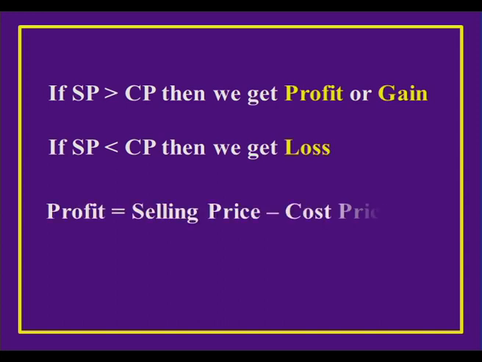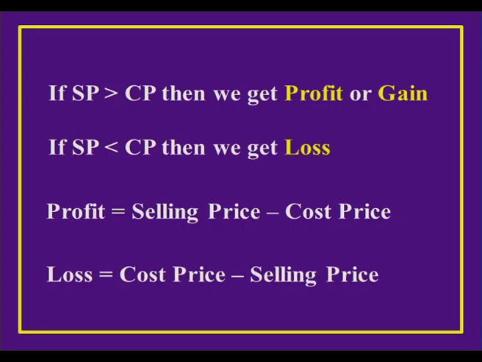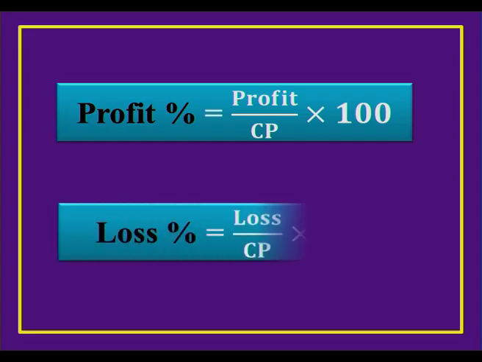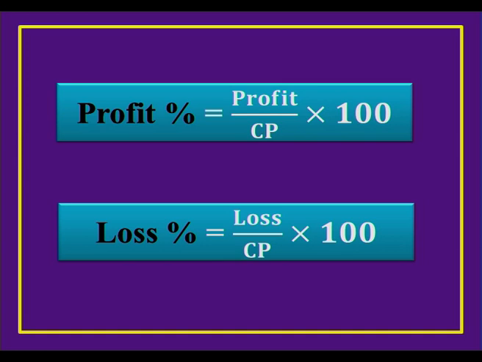And the formula to find profit is selling price minus the cost price. Then what is the formula to find the loss? That is right, that is cost price minus the selling price. Not only this, we have a formula to find the profit percentage which is given by profit by CP into 100, whereas loss percentage is given by loss by CP into 100. Children, notice that whether it is profit percentage or loss percentage, we always calculate on its cost price CP.